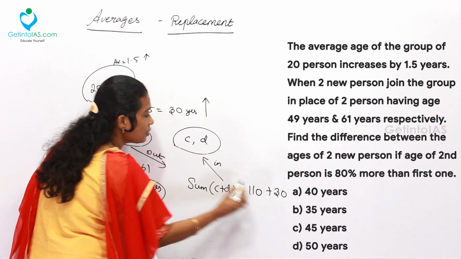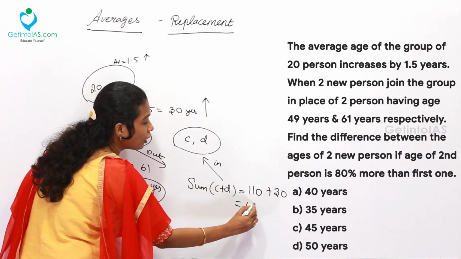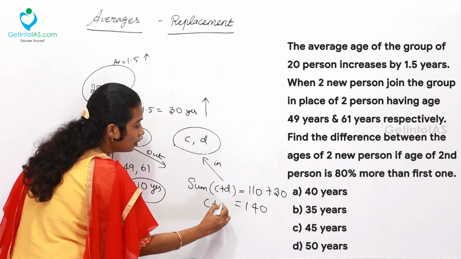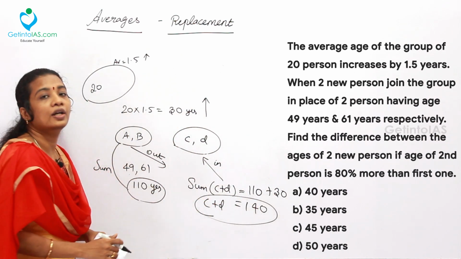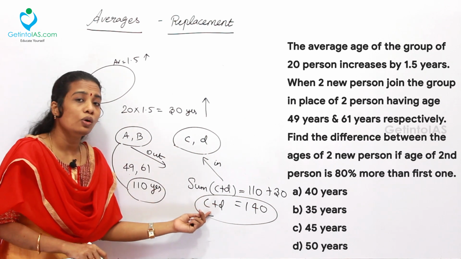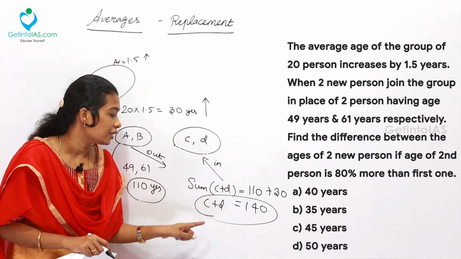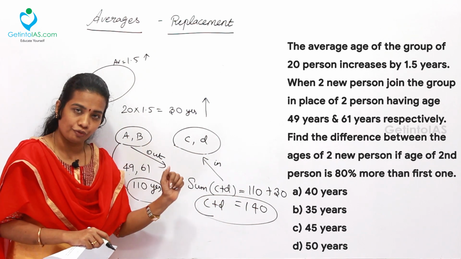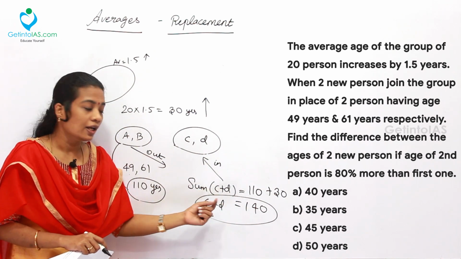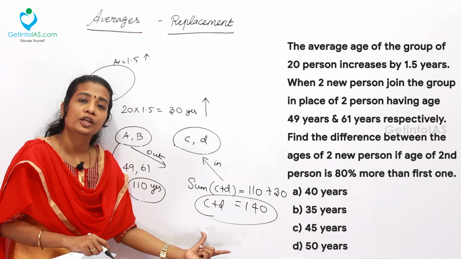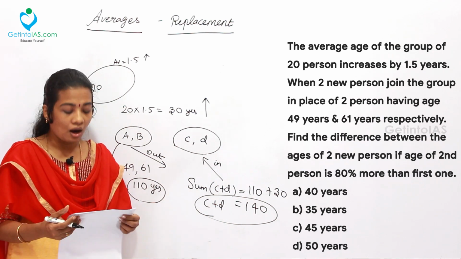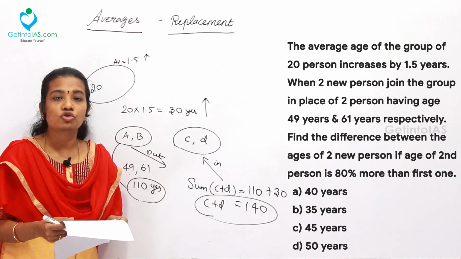What is the sum of ages of C and D now? 140. This is the only thing we can derive. However, we don't know the exact age of C and D. Why? Because there are so many possibilities. C may be 100 and D may be 40. C may be 80 and D may be 60. Like that, so many possibilities we are having until you read the final statement.